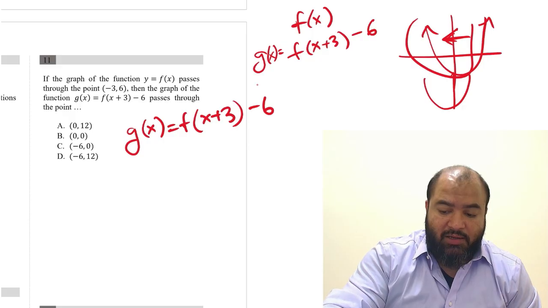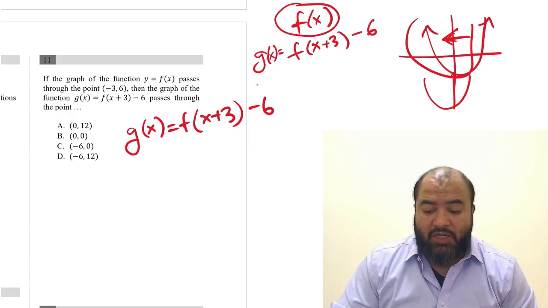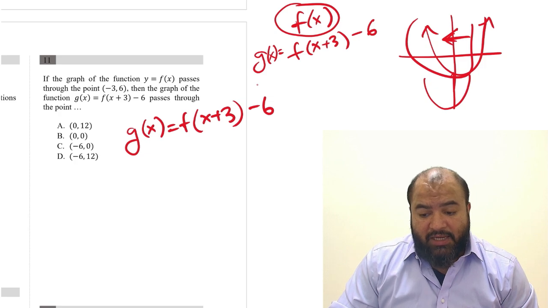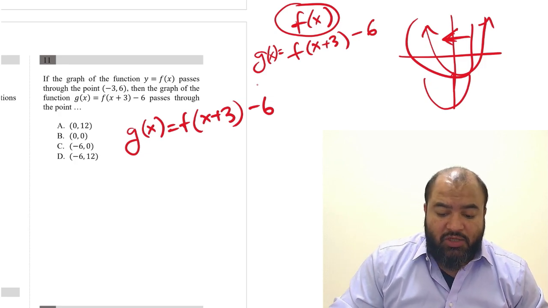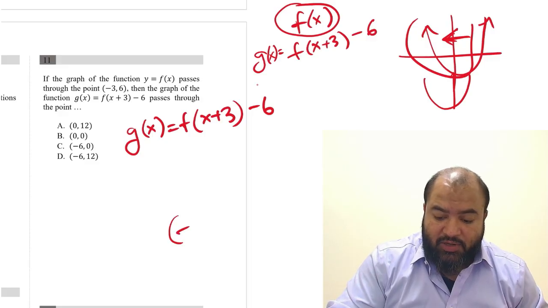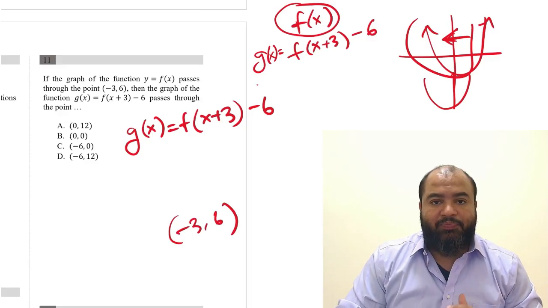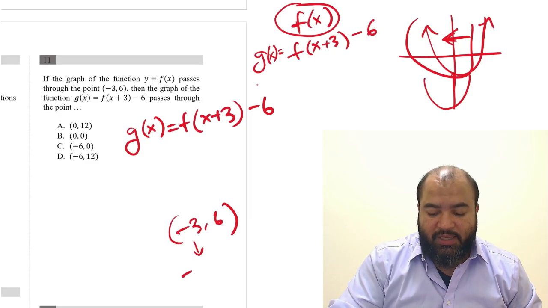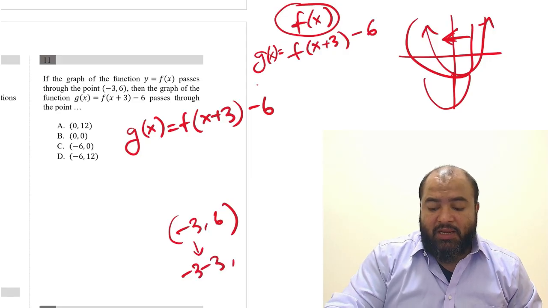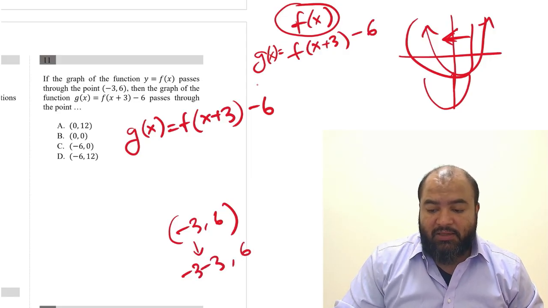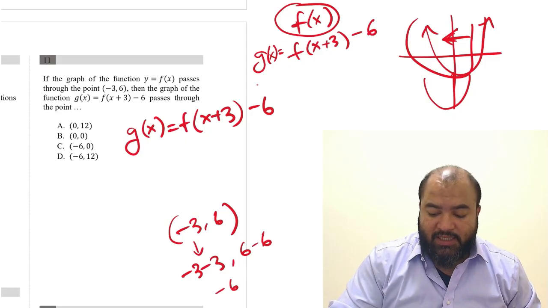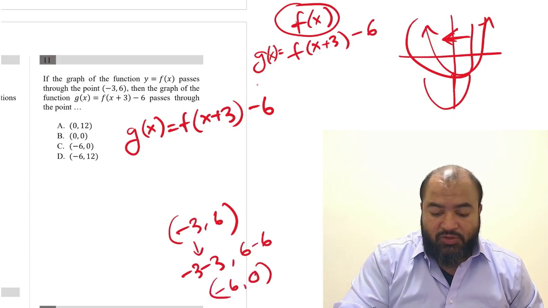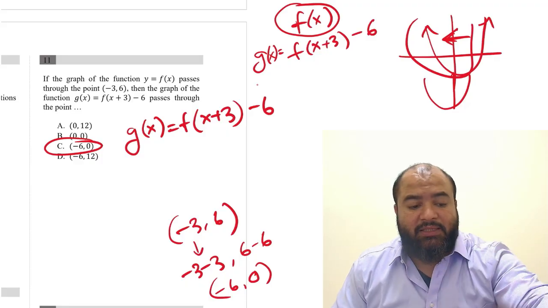So whatever was the parent function, like f of x, if you do plus 3 means they moved it 3 units to the left and 6 to the bottom. So there is a point for f of x, negative 3 and 6. I'm going to do the same thing. 3 units to the left, so x will be negative 3. And see, the y will be 6 units down, so minus 6. So it's negative 6 comma 0. So that's one of the points of g of x.